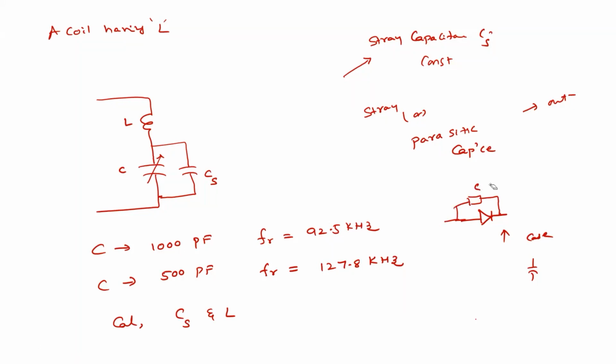Even a transformer has windings inside, and the entire transformer is kept in a metal case. Between that metal case and the transformer windings there exists some capacitance, which causes some leakage currents. That's a different story. These are known as stray or parasitic capacitances.